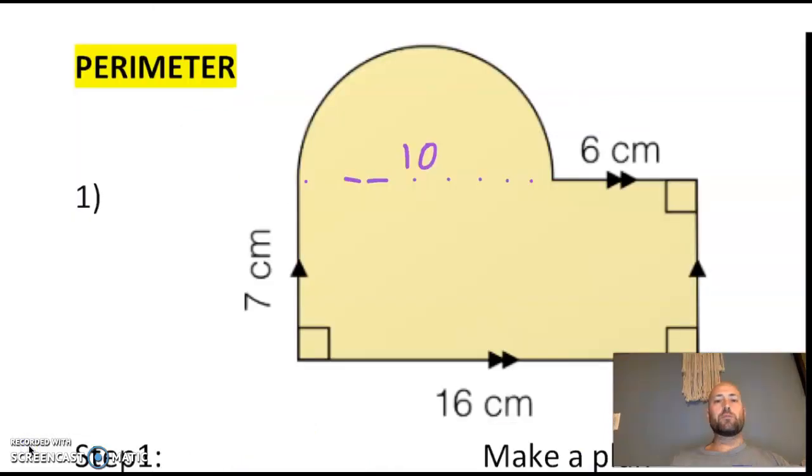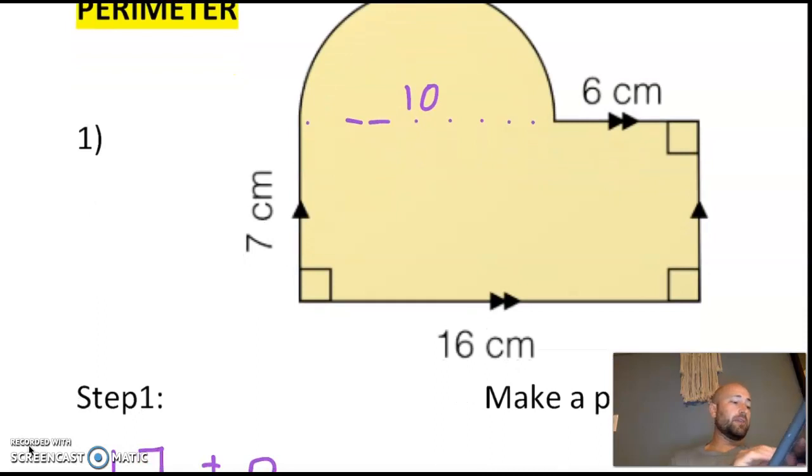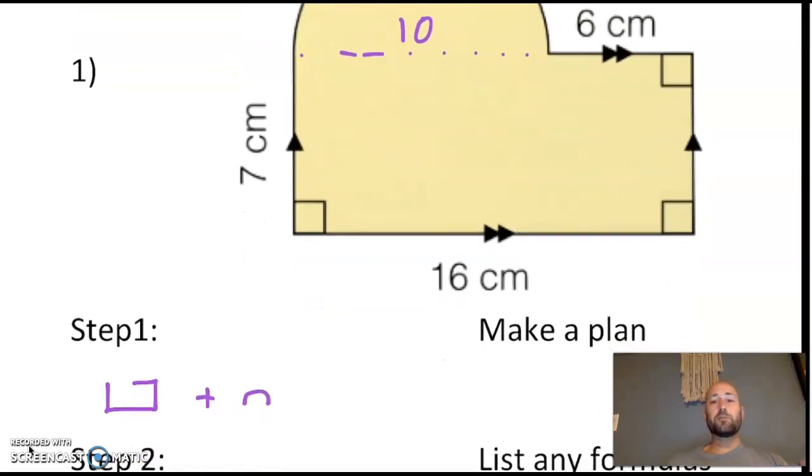Let's go with the answer to number one. First, that bottom part of the circle is the diameter of the circle. That is 10 because 10 plus 6 has to equal the bottom side of the rectangle, 16. So how am I going to find the perimeter? I'm going to do those 4 different sides plus the half of the circle.